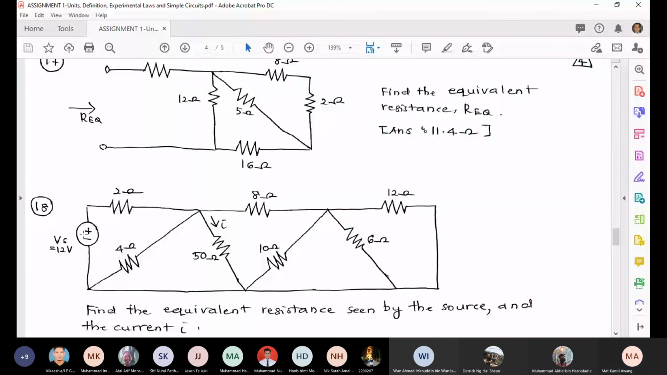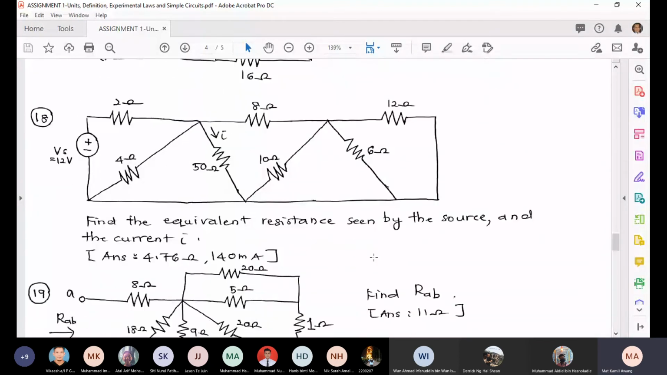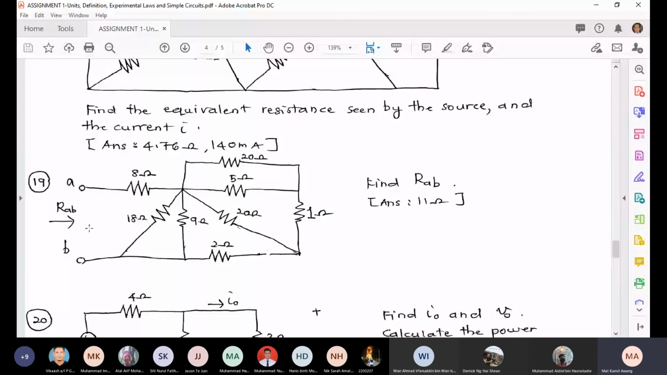Originally the source is here, but you take it out. So R equivalent is from this side. You start your calculation from the right going to the left. Then you find the equivalent resistance, and after that you can find the I. This one is also to find the R equivalent, or RAB. So you start your calculation from the right.